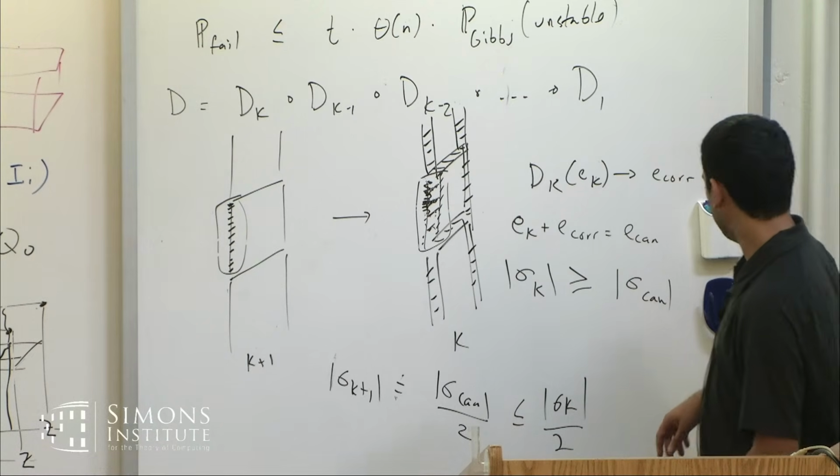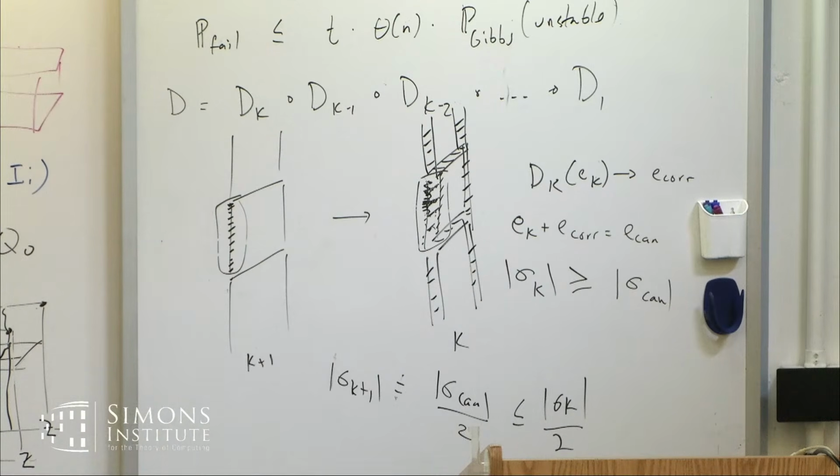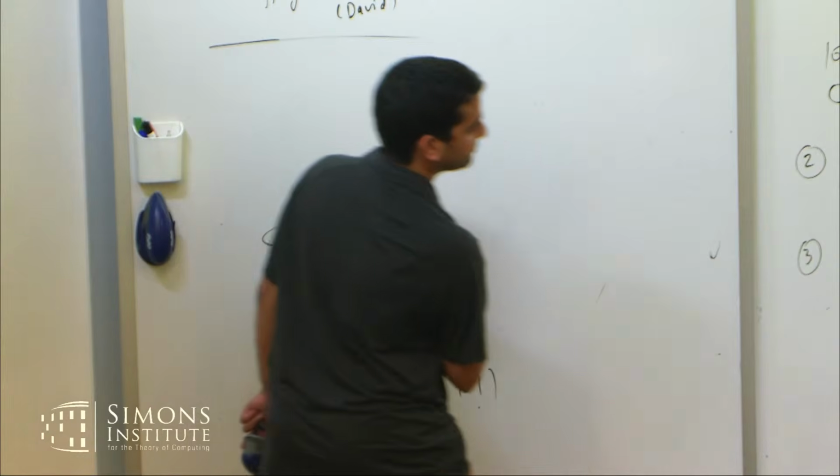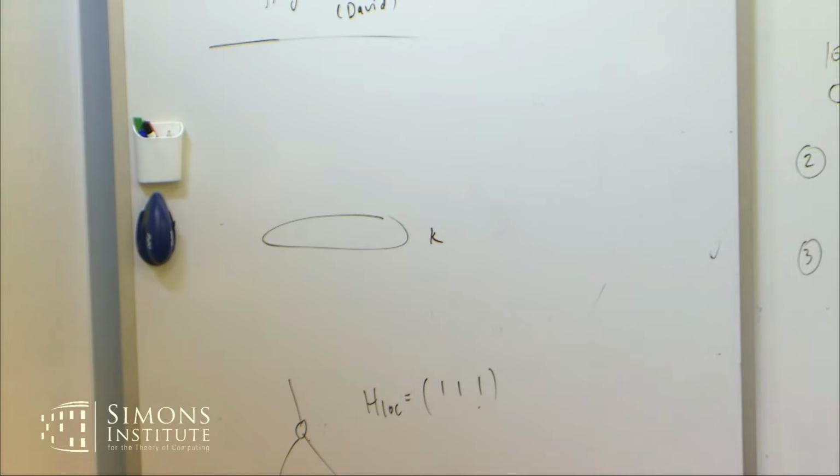Why is this important? Well, it turns out that, going all the way back, we can define an unstable configuration in the following way. So let's say that I have a code. I have a code at some level k. Maybe I should write this as k minus 1.